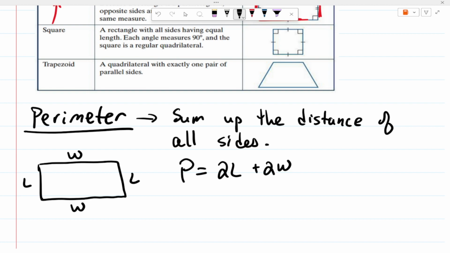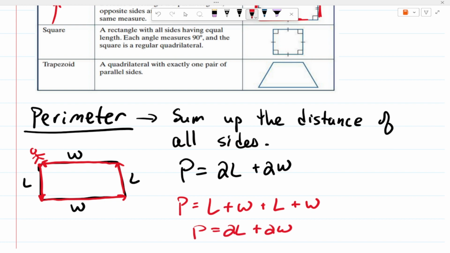But like I said, at the end of the day, perimeter is nothing more than summing up the distance of all the sides. So if you were to place yourself right here on the corner and just start walking the perimeter of this rectangle, you would have walked a distance of L plus W plus L again, and all the way back to the start, L plus W. And that's how we actually come up with 2L plus 2W. But like I said, end of the day, doesn't matter because you were just summing up the distance of all the sides.